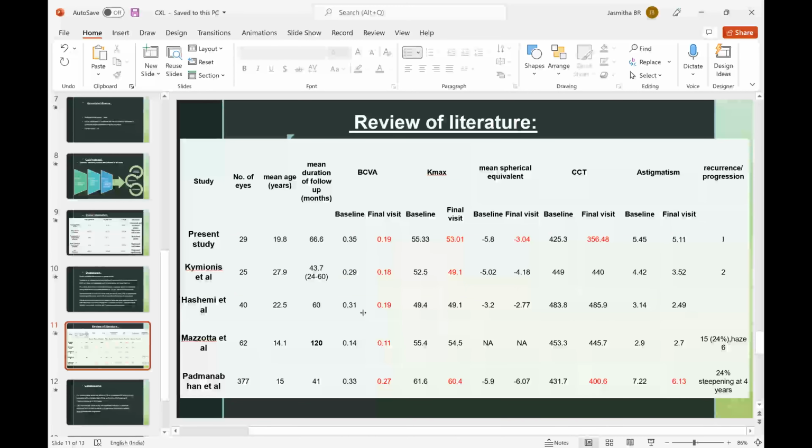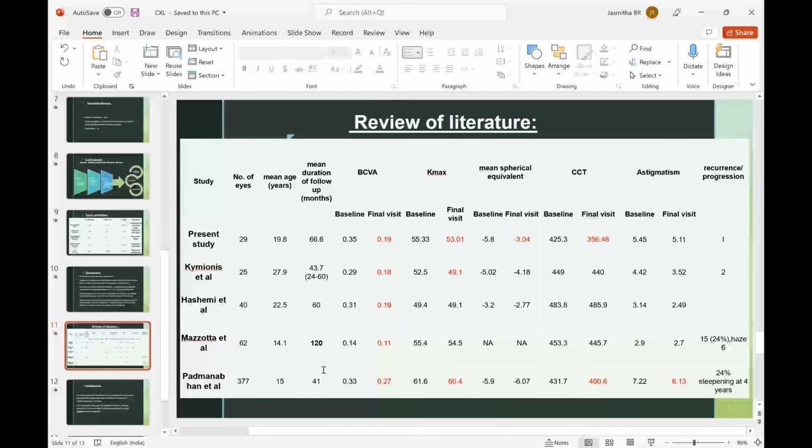Hashemi et al. studied 40 patients for a duration of 60 months. He also showed significant improvement in BCVA. However, there was no significant improvement in Kmax, spherical equivalent, or the topographical astigmatism. And Mazzotta et al. studied for the longest duration of 120 months, that is 10 years. He studied 62 patients. He also said BCVA has significantly improved. However, Kmax, mean spherical equivalent, and astigmatism, though reduced, were not significant. And he also said 15% of patients showed progression.